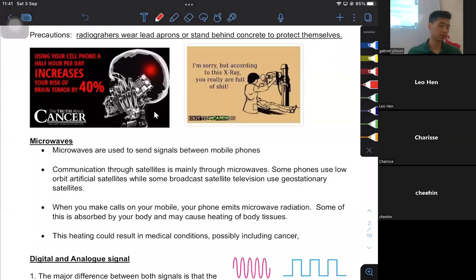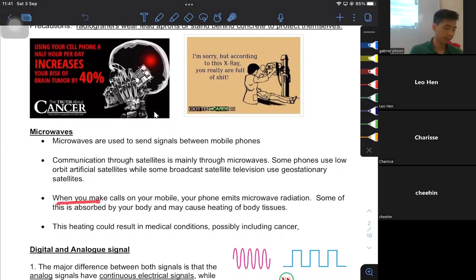Those are basically geosatellites. Then finally, when you make phone calls on a mobile phone, your phones are supposed to emit microwave radiation.